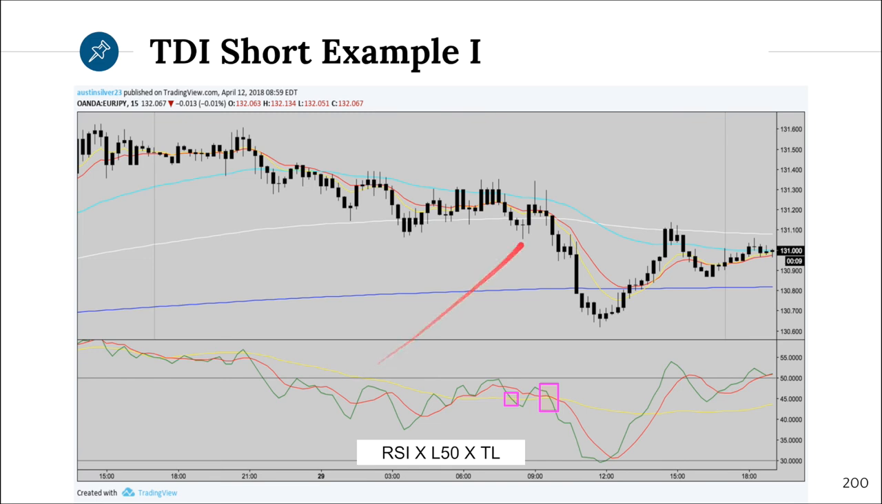Now, the EMAs aren't great here. You know, at this point, we're trying to trade, probably, if we're taking this short, you're taking it to this 800 EMA.